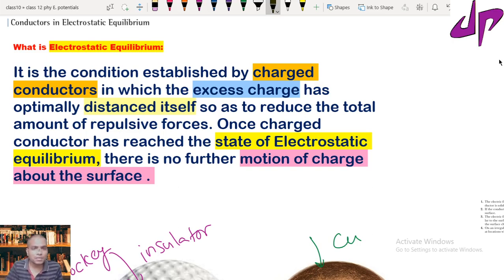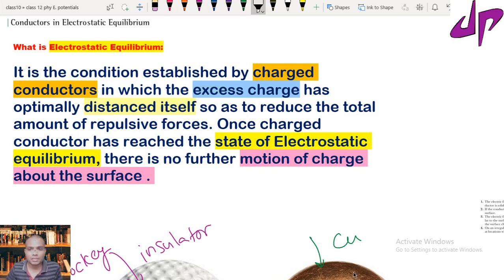So what happens in a charged conductor is that the excess charge has optimally distanced itself so as to reduce the total amount of repulsive force. Once the charged conductor has reached this state, it is known as electrostatic equilibrium. There is no further motion of charge on the surface.